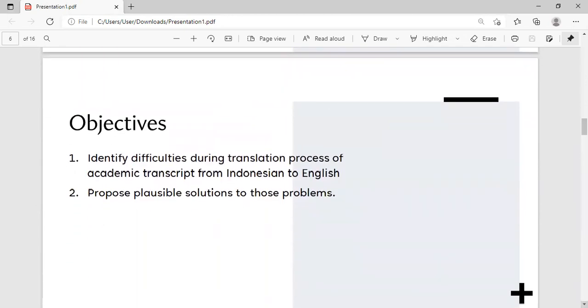This study has two objectives. The first is to identify difficulties during the translation process of academic transcripts from Indonesian to English, and the second is to propose plausible solutions to those problems.